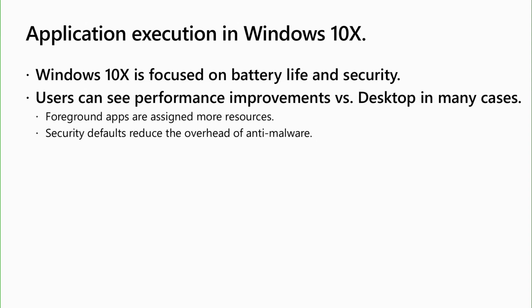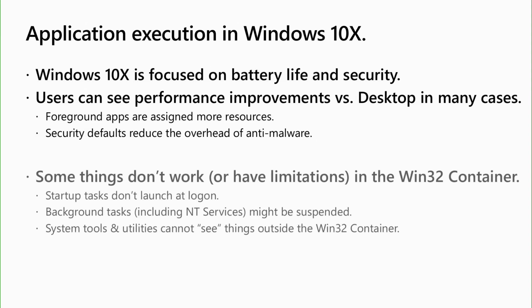So the foreground window that the user is actively using will have more resources available to it than if it was running on a desktop machine where there might be more background processes running. Furthermore, some of the security defaults in Windows 10X reduce the overhead needed for anti-malware software. And so again, those resources are now available to applications to use on Windows 10X. And there will be another video about security on Windows 10X, so you can learn more about that too.